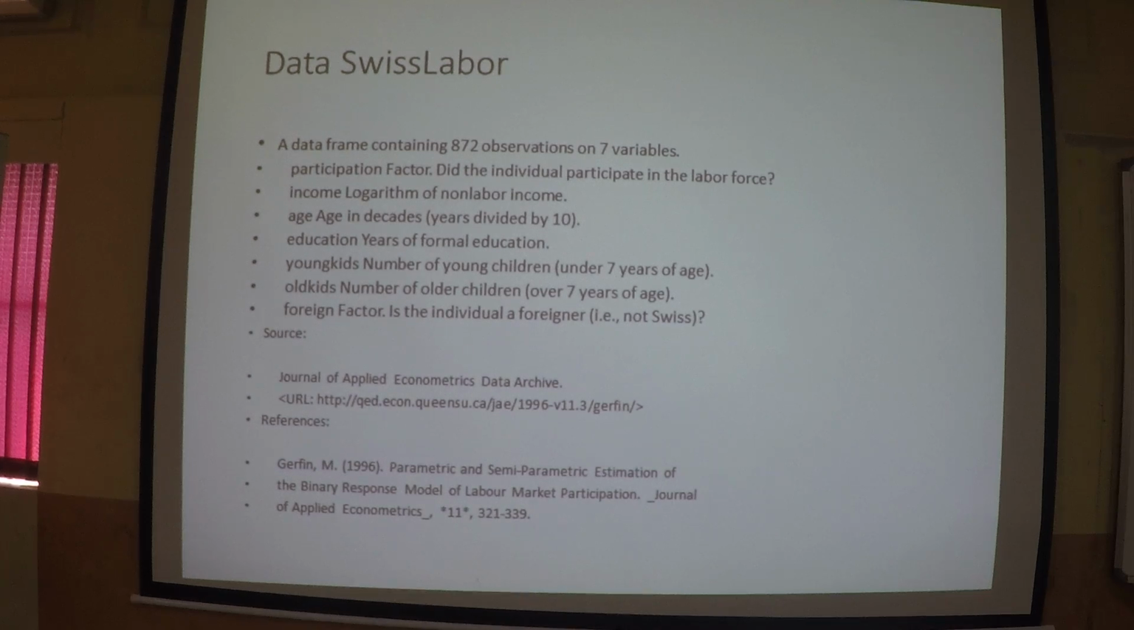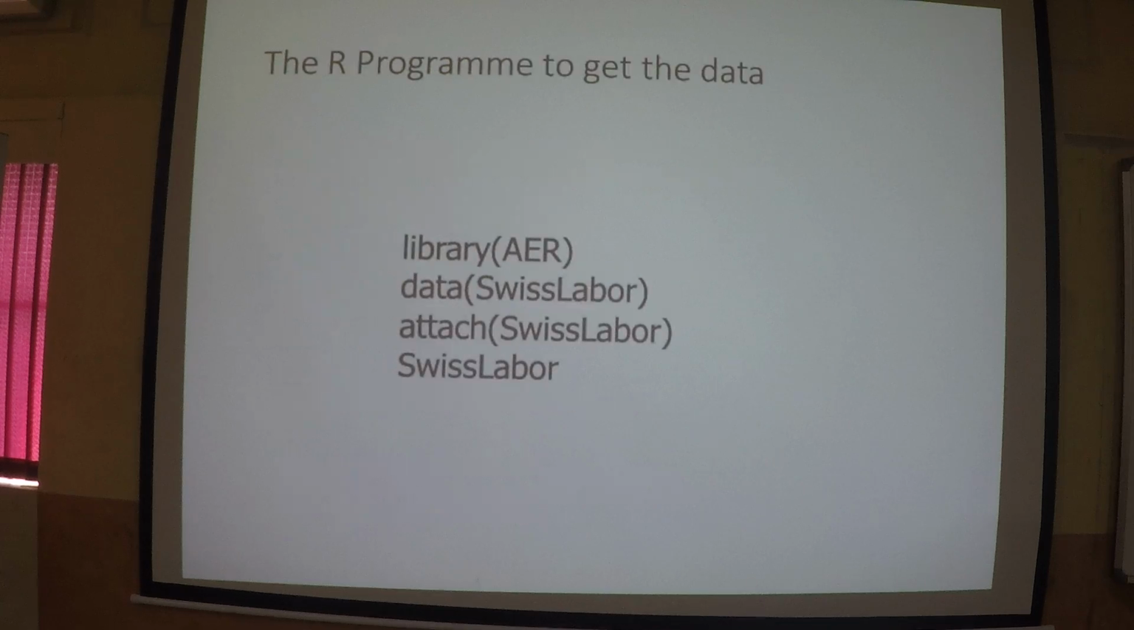1996, Parametric and Semi-Parametric Estimation of the Binary Response Model of Labor Market Participation, Journal of Applied Econometrics. Okay, this is where the data are from. So how do you get the data? You run an R program.